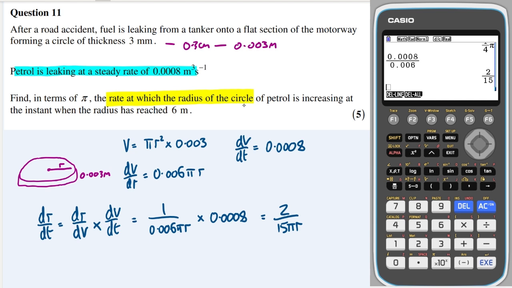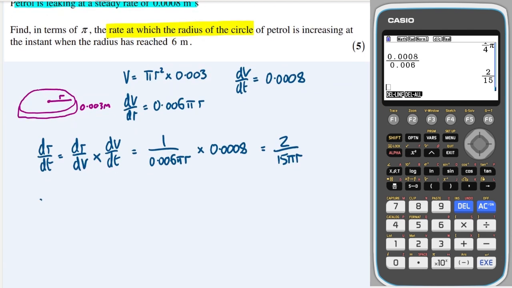Okay, great. Now what we want is at the instant when the radius is 6 meters. Okay, so dr by dt at the point when r equals 6 is equal to 2 over 15 pi times 6, which is equal to 2 over 90 pi, which is 1 over 45. Sorry, it's 1 over 45 pi. Yeah, perfect.